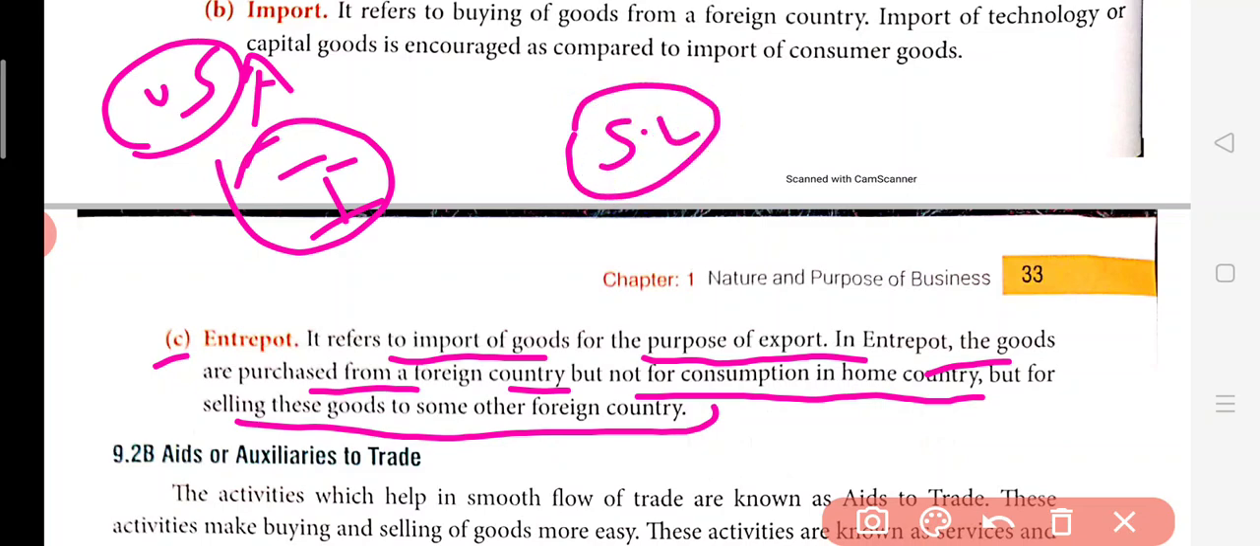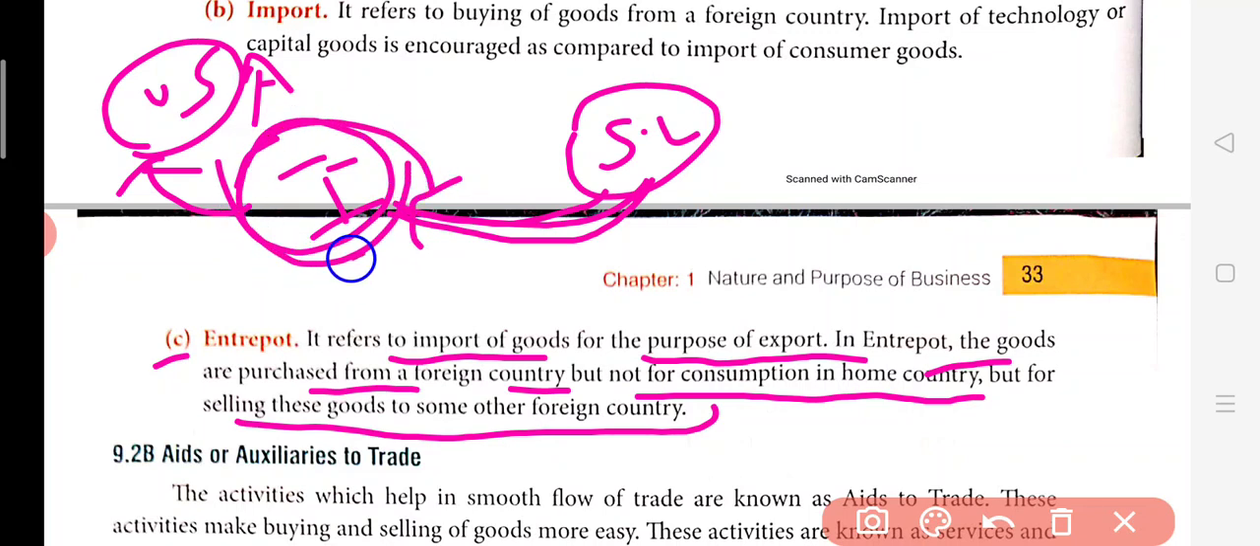Suppose from Sri Lanka we are importing something like coconuts. We are not going to use these coconuts in India. We are simply going to re-export them to another country like USA. This coconut will be going to the USA for making some coconut oil over there. Here Sri Lanka exports goods to India, but India is not going to use these coconuts because they have to export them further to USA, where they will be used.